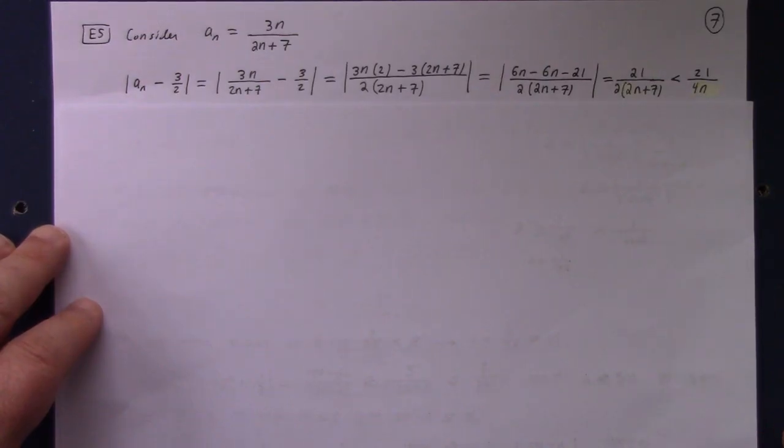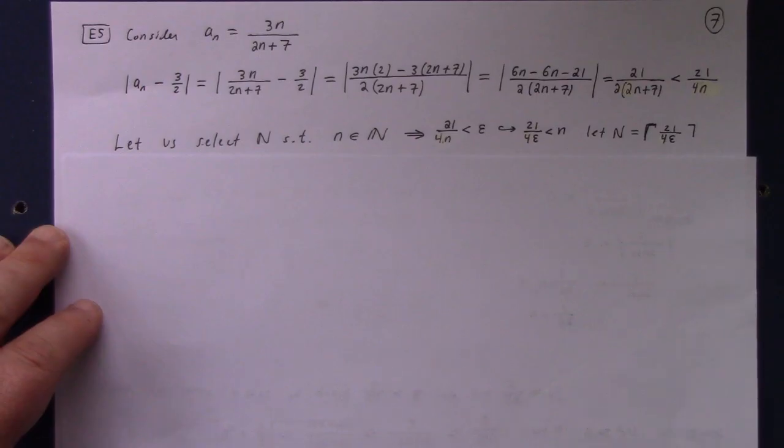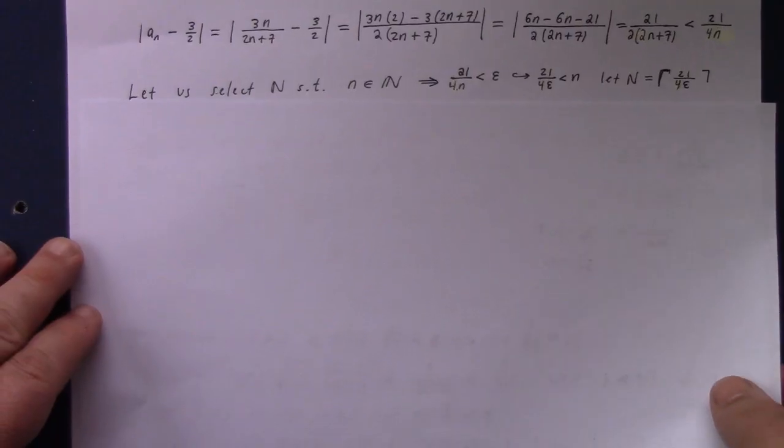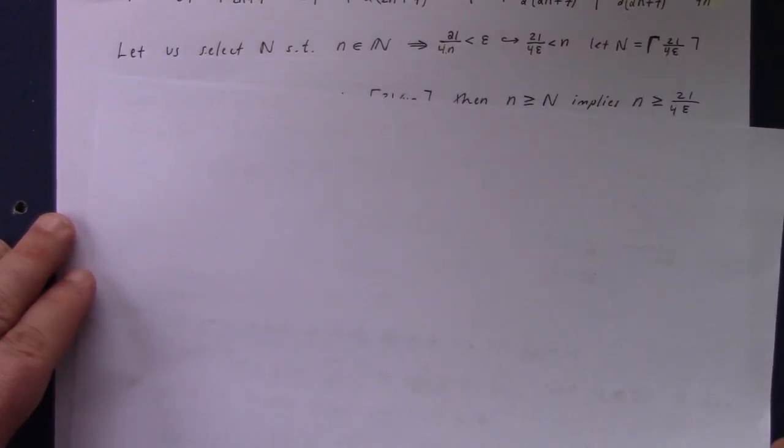So it looks like I've got 21 over 4n. If I could make big N such that 21 over 4n was less than epsilon, we'd be in business. That suggests to me we should choose N as the ceiling of 21 over 4 epsilon. It looks like we're going to use a ceiling function in these problems.